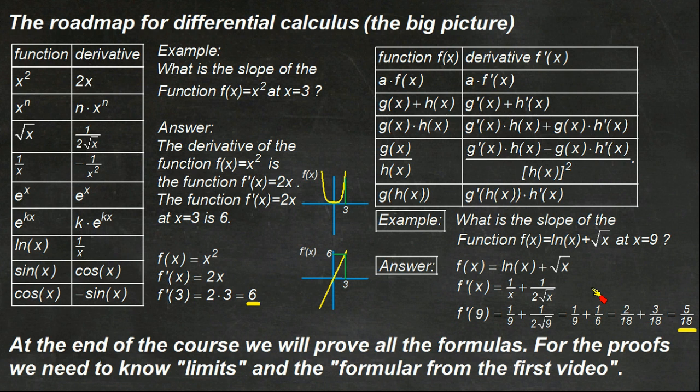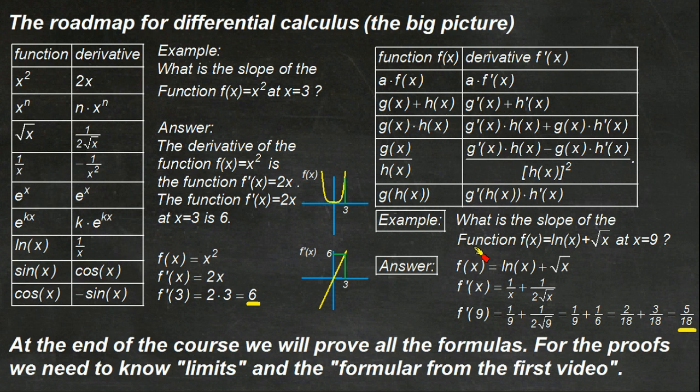Step number 3 is easy too. We already know f prime, the derivative, but we are not looking for the derivative, we are looking for the slope at x equals 9. So we put in 9 for x in the derivative. And if we compute this, we end up with 5 over 18. This is the solution. The solution is 5 over 18.